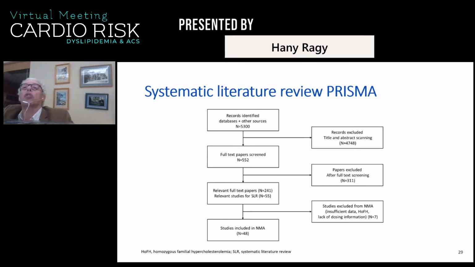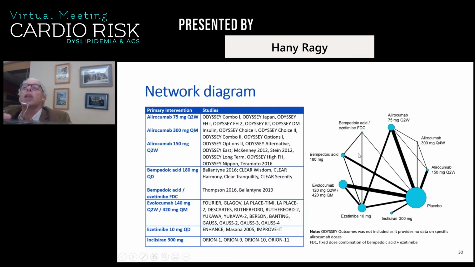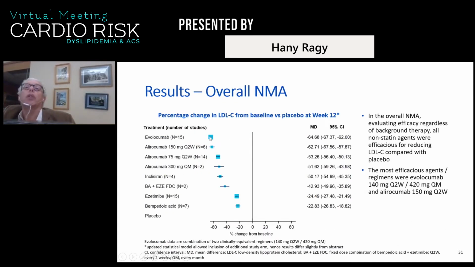They looked at records from thousands of patients and excluded poor studies. I don't want to go through the methodology. This is the network diagram, again with the doses I just mentioned. They looked at all the important trials. For inclisiran, they looked at ORION 1, 9, 10, and 11. For evolocumab, they looked at FOURIER, GLAGOV, LAPLACE. They looked at everything. For alirocumab, they looked at the ODYSSEY trials. And that was it.